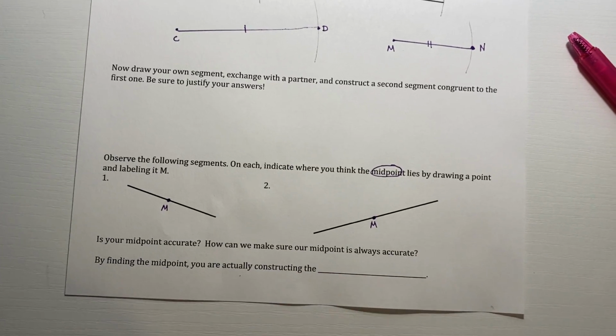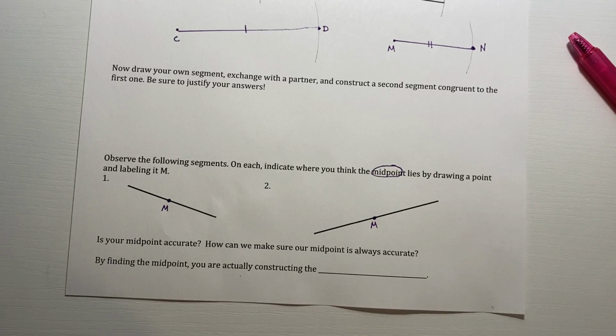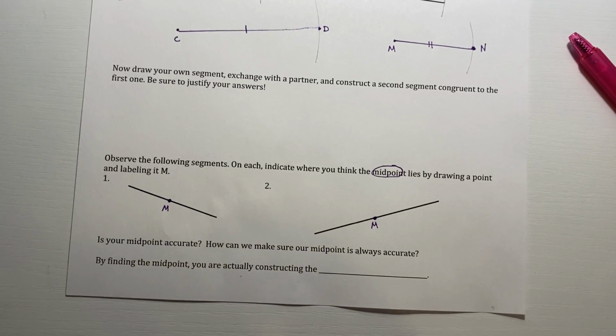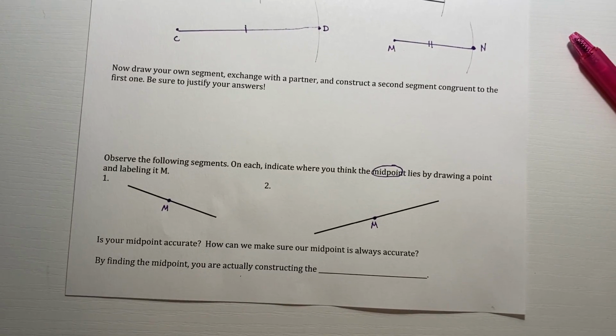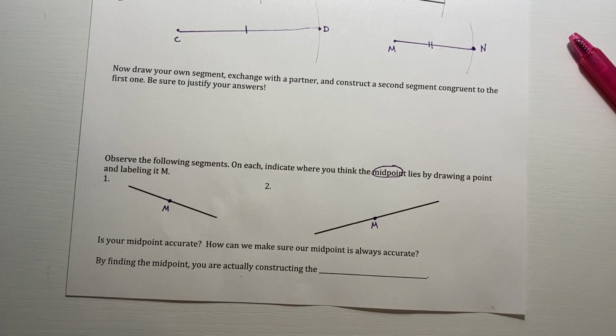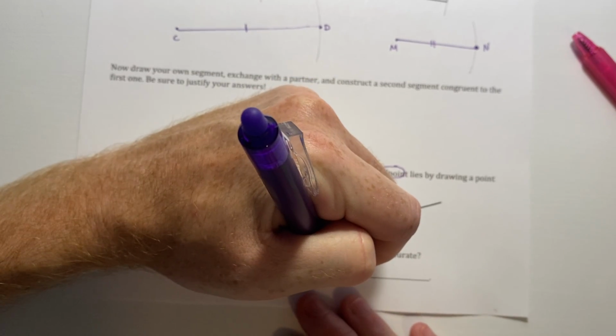To me it looks accurate, but unfortunately, I can't mathematically say that it is accurate because I just randomly picked a spot. Maybe if I had gone over a little bit further, it would be more accurate, but I'm not really sure. So how can we make sure our midpoint is more accurate? We can do a construction. We're going to use our compass to construct a midpoint of a segment. And it says by finding the midpoint, we are actually constructing the segment bisector.